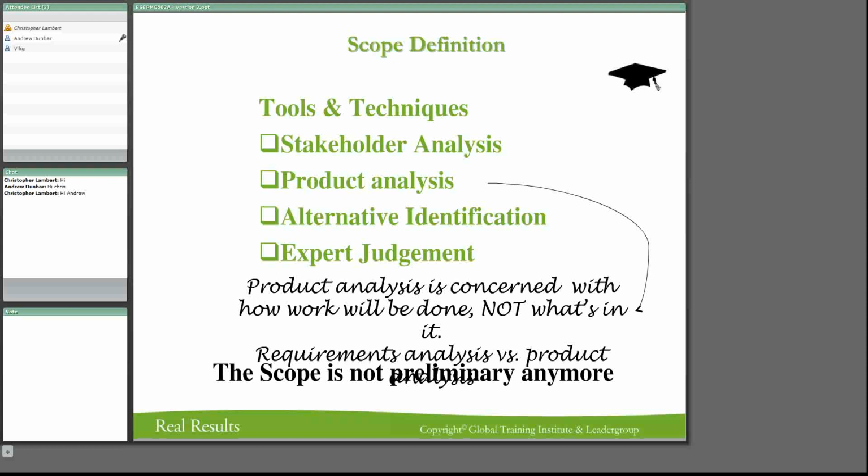Then we have product analysis. Now, what's the difference between product analysis? Is not concerned with how the job will be done.